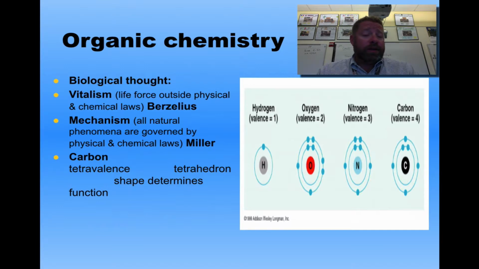Organic chemistry, this is kind of the direction that we're going. We talked about carbon, nitrogen, oxygen, hydrogen earlier, about the idea of carbon making 4 bonds, nitrogen making 3, oxygen making 2, and hydrogen making 1 bond with their valence electrons.